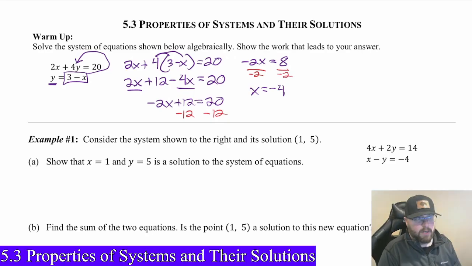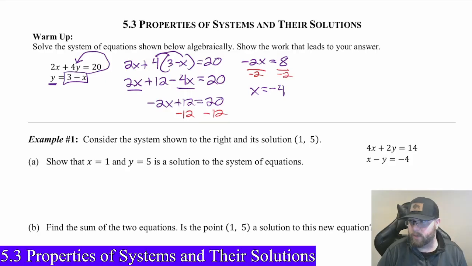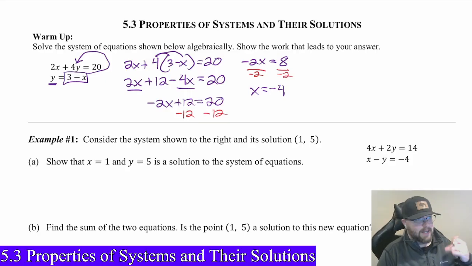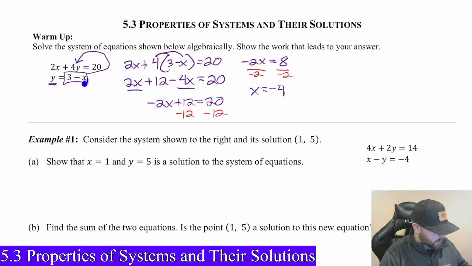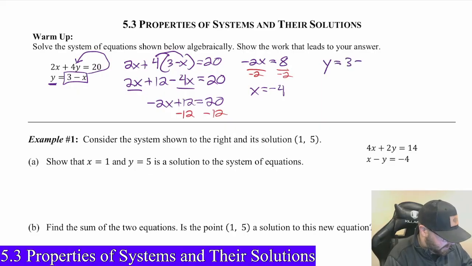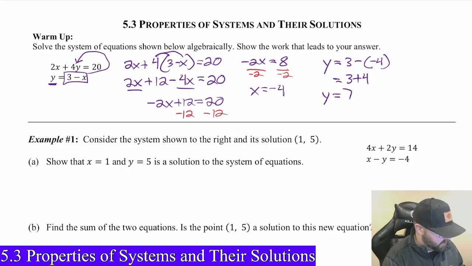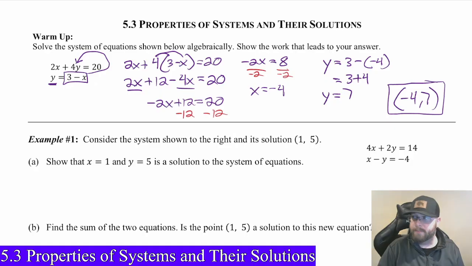So now that we know what x is, we still need to find y. We're going to take that negative 4 and plug it into the second equation to find the value of y. Here we have to be a little bit careful because we're subtracting a negative 4. That turns into 3 plus 4, and we get y to be 7. So our solution is (negative 4, 7). Remember, our solution is a point.